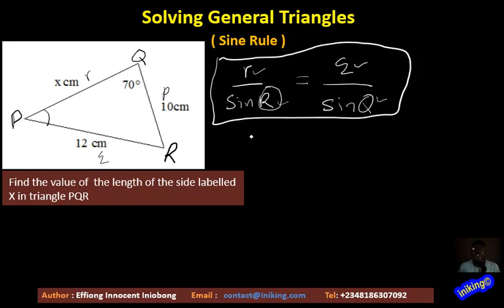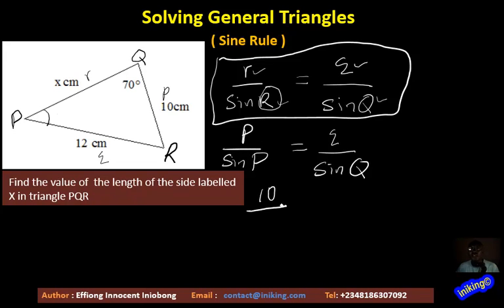We use p all divided by sine of angle P, that's the uppercase P, is equal to what? q, which is known, all over the sine of angle Q. My p is 10 centimeters. Angle P is not known, so we are going out to look for that. q is given as 12 centimeters, and angle Q is given as 70, so that will be sine of 70 degrees.